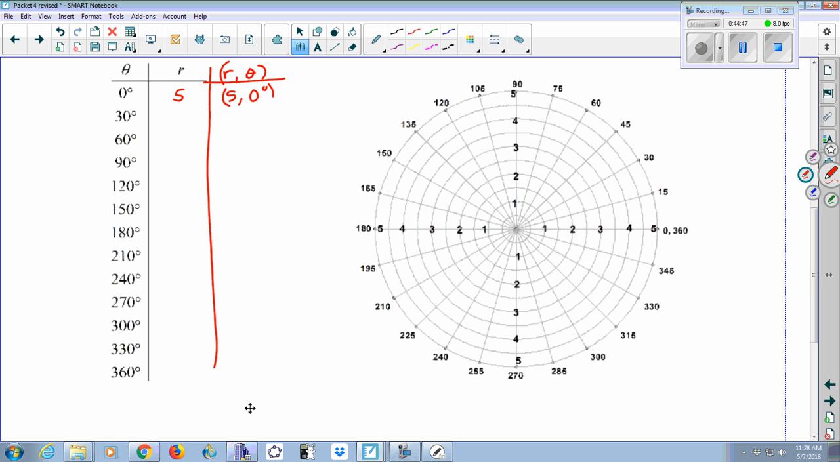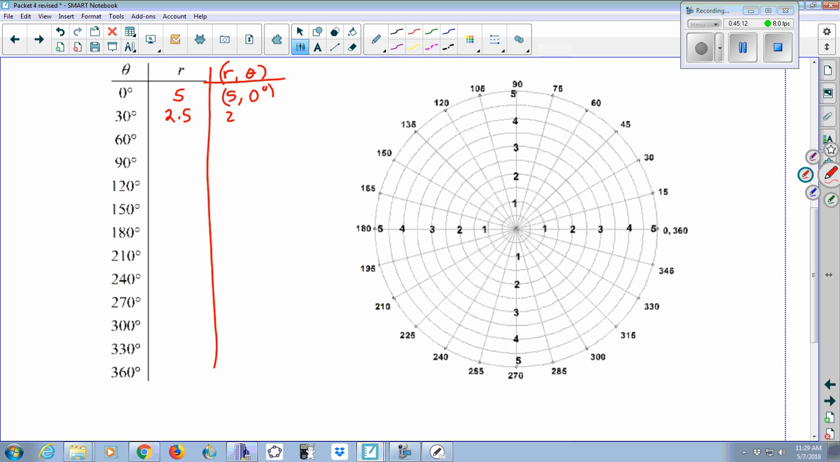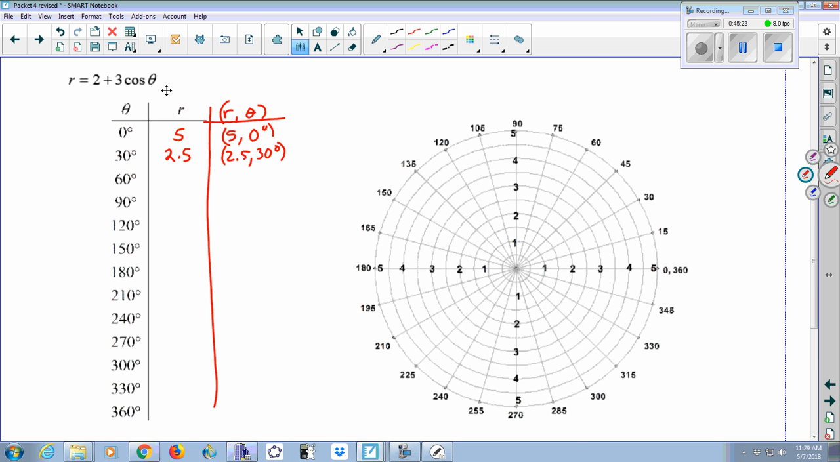Now at 30 degrees, you could copy this and edit it. No, can't do it that way. I guess you have to do 2 plus 3 cosine of 30 degrees. Make sure you're in your degree mode. 2.4, so we said we were going to round to the nearest tenth, so 2.5. So you can just go along like this on your merry way. At 90 degrees the cosine of 90 is 0, so we know at 90 the answer is going to be 2.